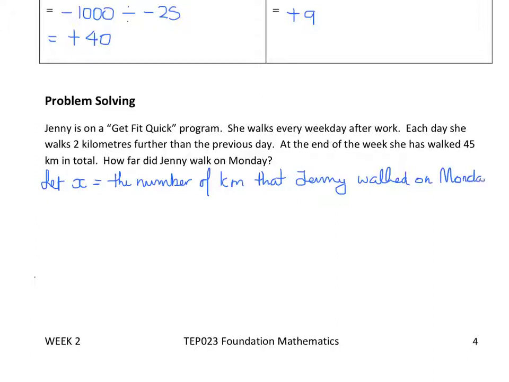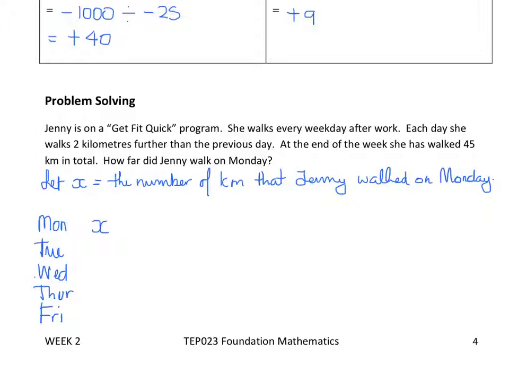Okay, so what do we know? We know that she walked on Monday, on Tuesday, on Wednesday, on Thursday, and on Friday, because she walked on the weekdays. On Monday, she walked X kilometres.